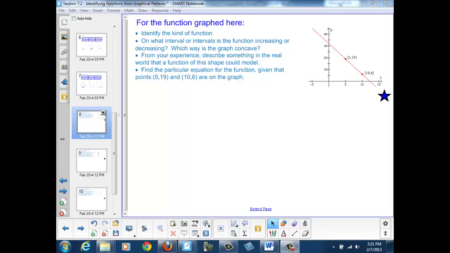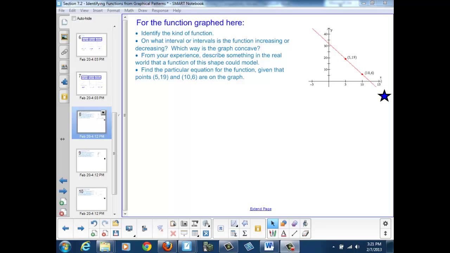From your experience, describe something in the real world that a function of this shape could model. Well, if we took money out of our bank account at a specific amount every week to donate to charity, we could see how our bank account would drop along a linear model.